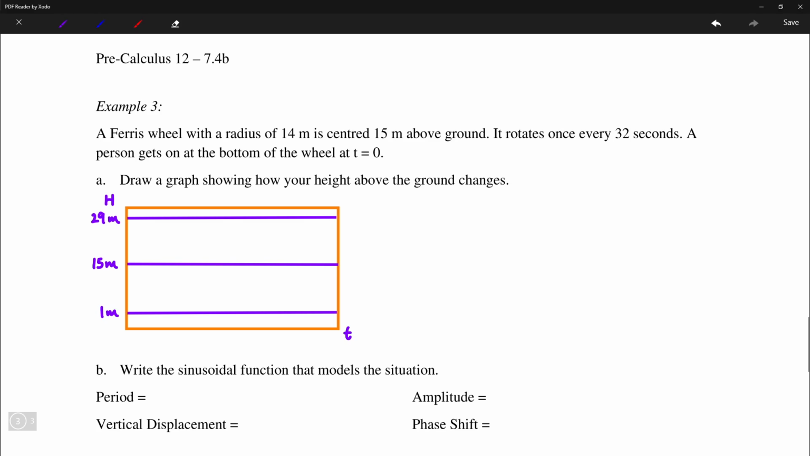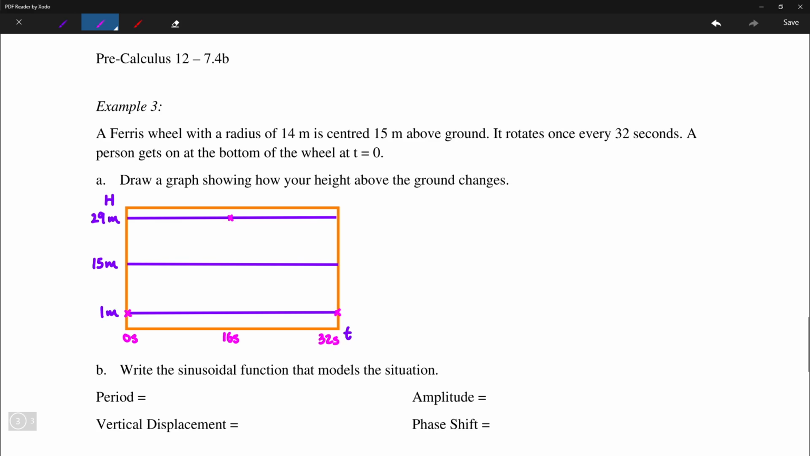It says that the person gets on at t equals 0. So let's mark that down. Here it goes. And what else do we know? We know that one complete cycle is 32 seconds. So at the end of the 32 seconds, the person who is on the Ferris wheel will be once again at 1 meter above ground. At the halfway point, and that is halfway from 0 to 32, the person will be at the maximum height because of how sinusoidal functions work. So this will be the 16-second mark. So let's just write seconds in here as well. So this is 32 seconds here.